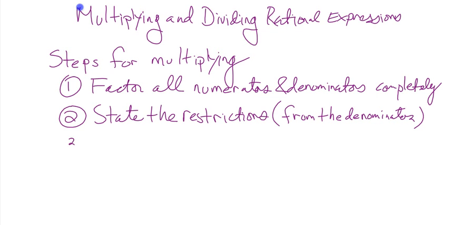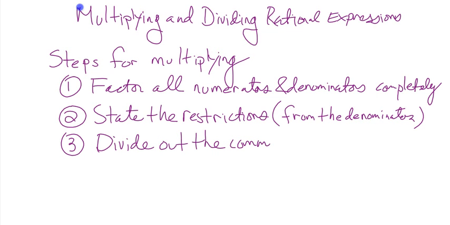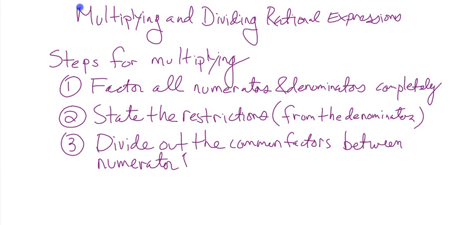Step three, divide out the common factors between a numerator and a denominator, right? Anything on the top cancels with the same thing on the bottom, right? But it has to be top to bottom. So divide out the common factors between numerator and denominator.